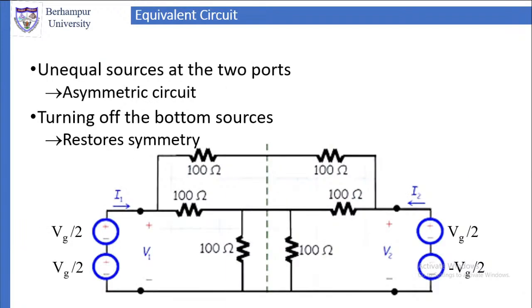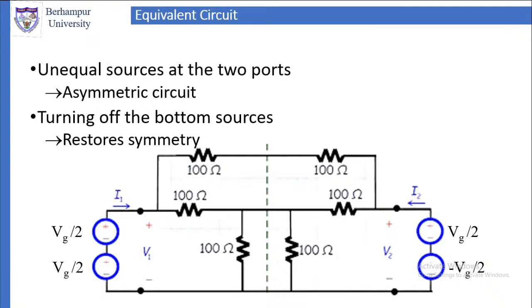Now use this concept in the circuit. So we have unequal sources at the two ports. That has given us an asymmetric circuit. Now what we are doing is we are turning up the bottom. So we take these two unequal sources to be on the left hand side. At port 1 we take two equal sources in series of half the amount, so Vg by 2 are in series on port 1. On port 2, two equal but opposite sources, so Vg by 2 and minus Vg by 2.